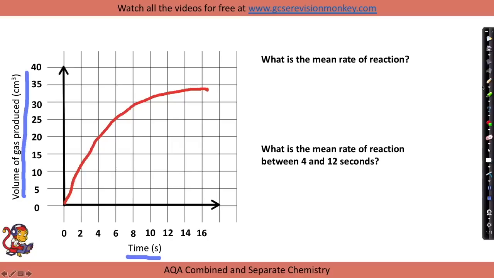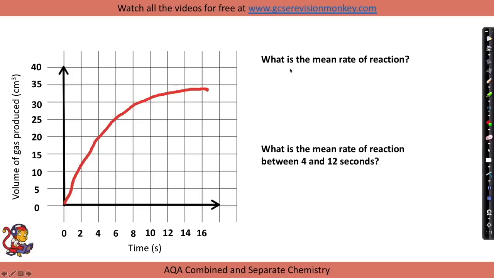A few things about rate of reaction graphs to start off with then. The steeper the gradient, the faster the rate of reaction. So you can see this first section here is really steep. Then a shallower gradient here, so the rate of reaction is slowing down. And at this point here, where the graph starts to level out, the reaction has actually stopped. And we know that because if you read off the graph here, no more gas is being produced.